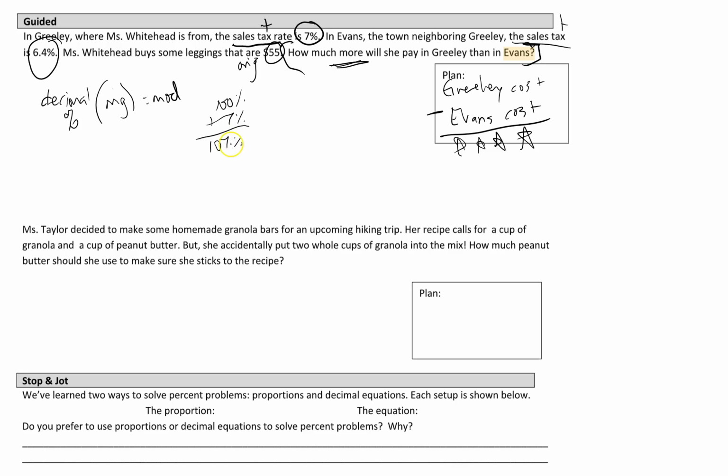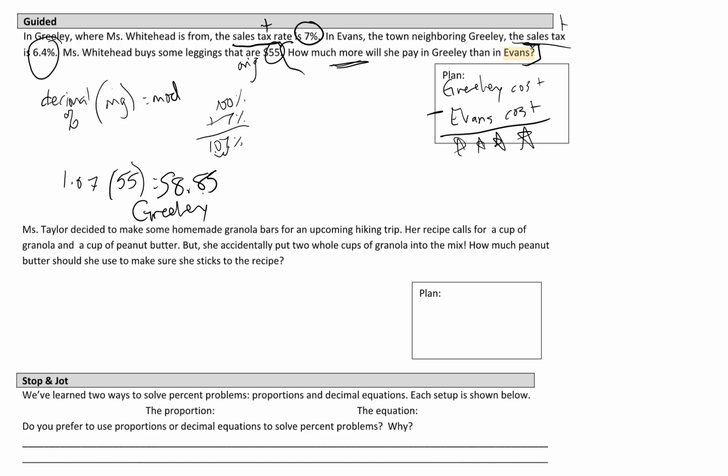And then if I make that a decimal, I can imagine here's a decimal, swoop it twice, and I have 1.07 times my original amount, which is this 55. And that's going to give me, again, you can use your calculator, 1.07 times 55 is $58.85, and that's for Greeley.